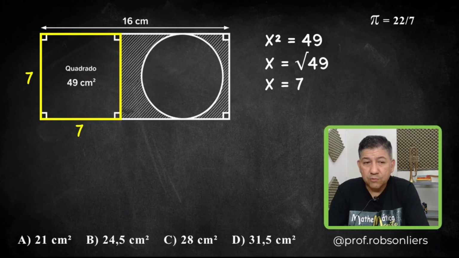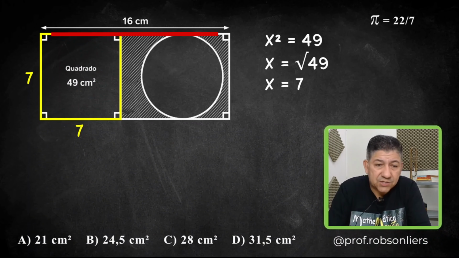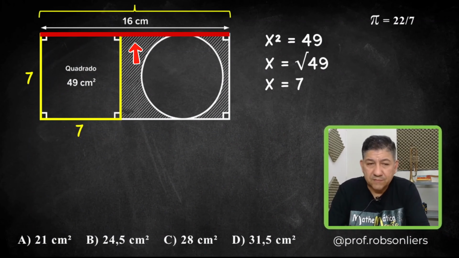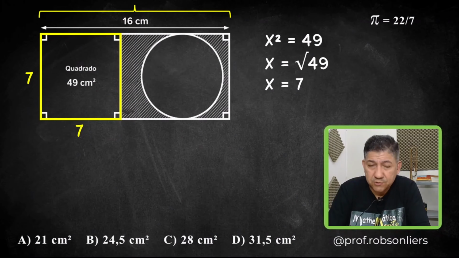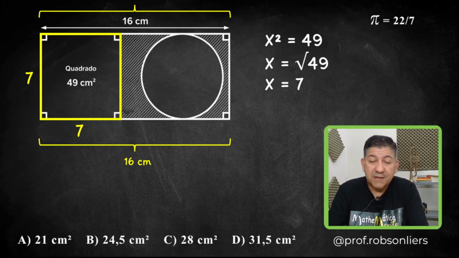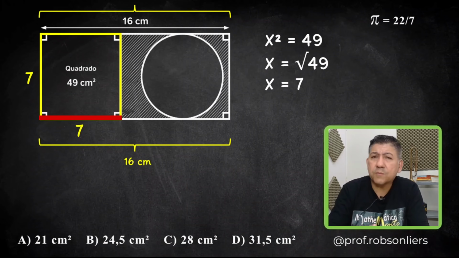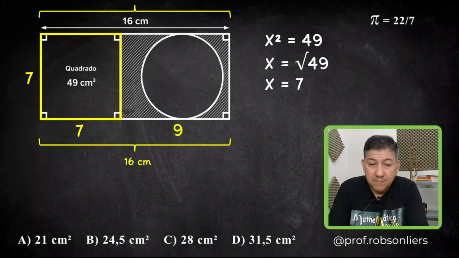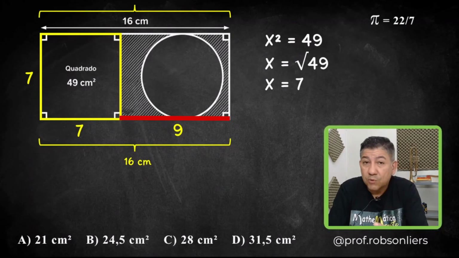Well, since we've already found the sides of the square, notice that this distance up here from one end of the figure to the other is equal to 16 centimeters. Well, if the same distance is equal to 16 centimeters, consequently, the bottom edge will also be 16 centimeters. The measurements are the same. And we already know that the total length of the bottom edge, that is the base of the figure, is 16 centimeters. We already have 7 centimeters here, which is the side of the square. How much more do we need to make 16 centimeters? Well, 9 centimeters are missing, right? If we think a little, 7 plus 9 equals 16. All right, we've already figured out the length of the base of the rectangle.